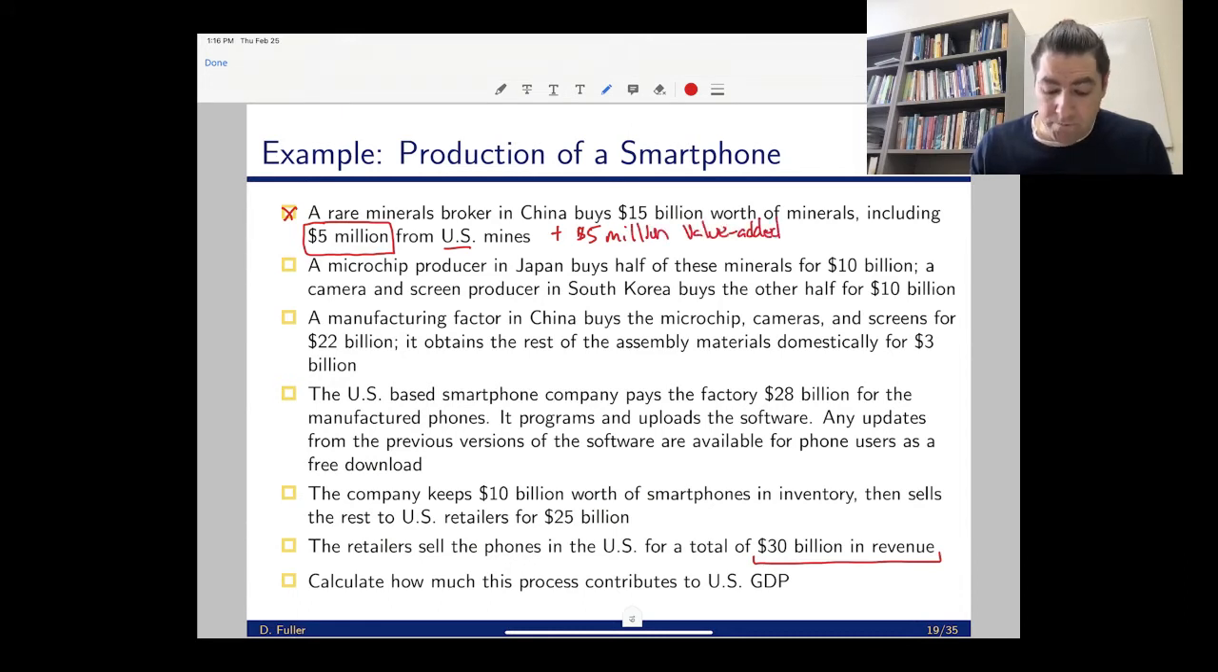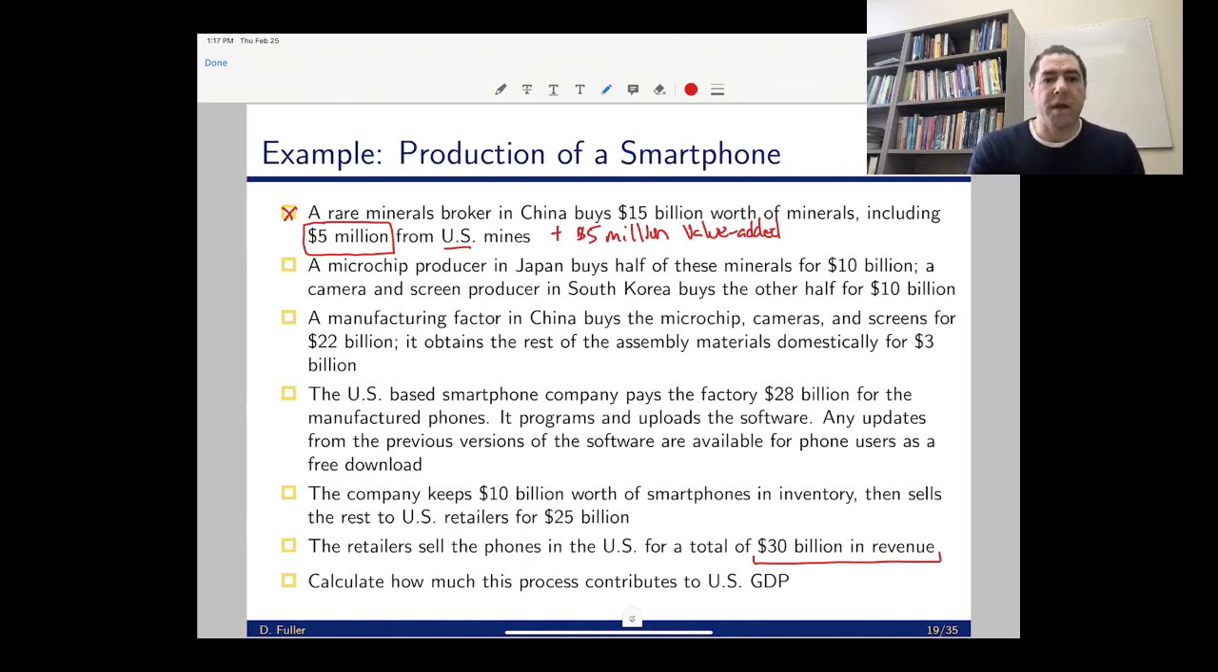This was a good, minerals, that was produced in the U.S. Now, it was sold to someone in China, but it is still something produced in the U.S. So we've got $5 million that has been produced in the U.S. Okay, now for the next several steps of the production process here, there's no U.S. production that's taking place. All right, so we have a microchip producer in Japan, buys some of these minerals for $10 billion, and another camera and screen producer in South Korea buys the other half for $10 million.